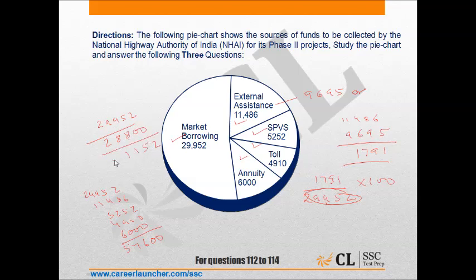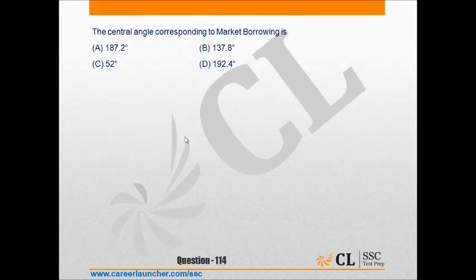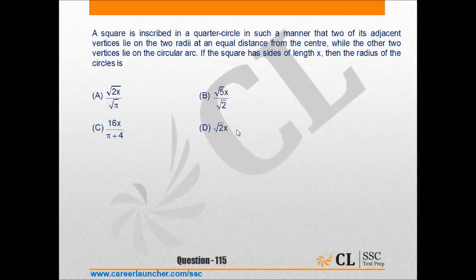And this is equal to 2% of 57600. So the angle should be 52% of the total angle, that is 52% of 360 degrees. I know that 50% is 180 degrees and 2% is 7.2 degrees. So the answer is 187.2 degrees.